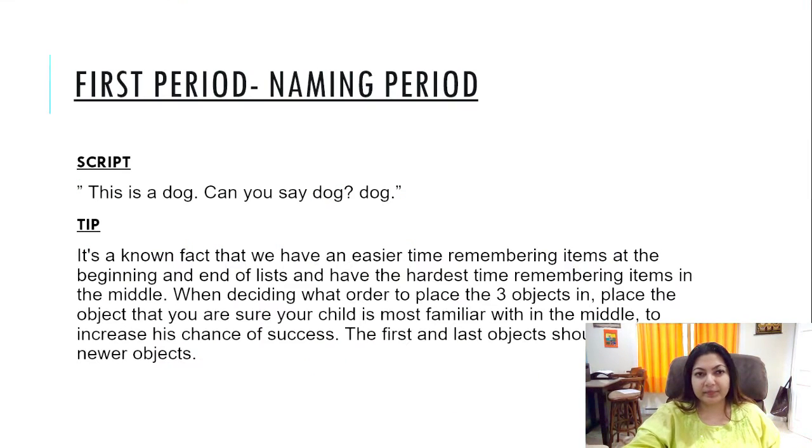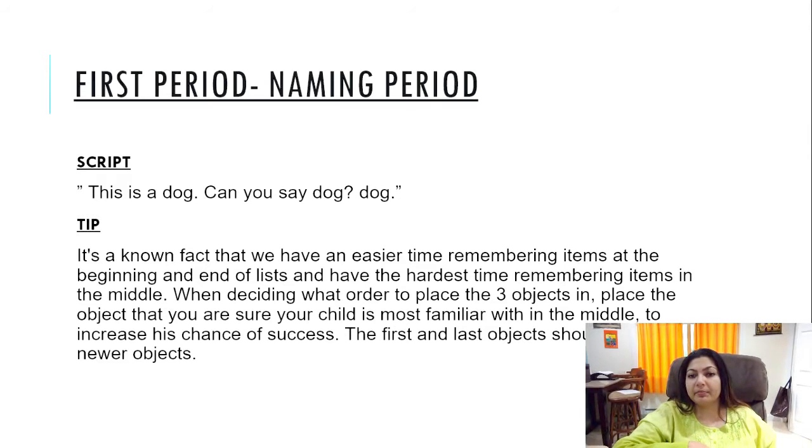Montessori 3-period lesson. The first period is about naming the object. It is as simple as: this is a dog. Can you say dog? And the tip here is to place the card which is most familiar to your child in the middle out of the three.